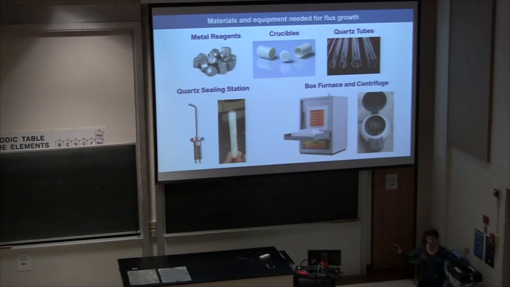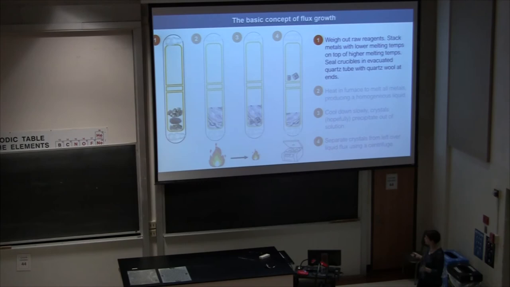And then a nice to have, although not completely necessary item, is a centrifuge retrofitted with some sort of heat-resistant material so that you can take your growth out at high temperature and separate it from the metal flux. So the total procedure for flux growth looks like this.